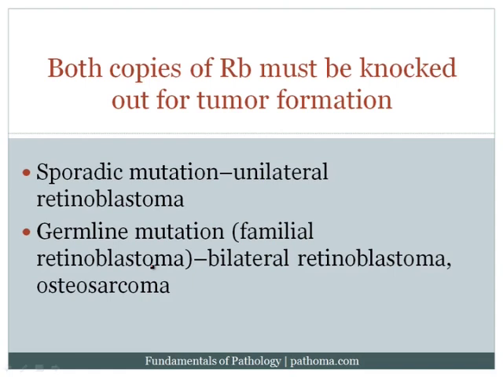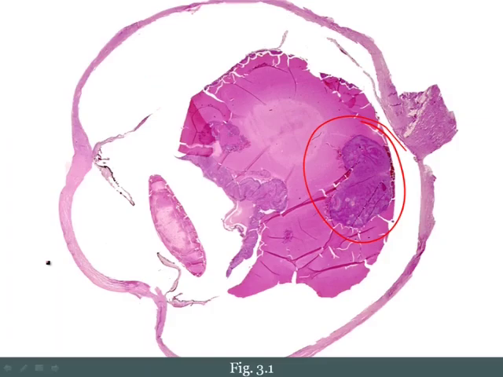And so that's why patients with a germline mutation usually have an increased risk of bilateral retinoblastoma. And what's also important for examinations, there's an increased risk of osteosarcoma. So that's something to be familiar with as well.